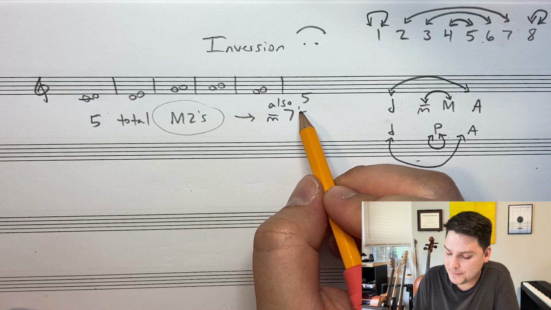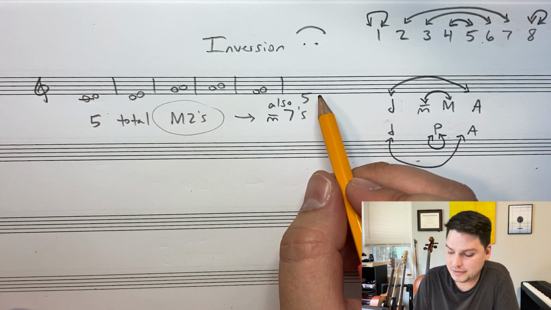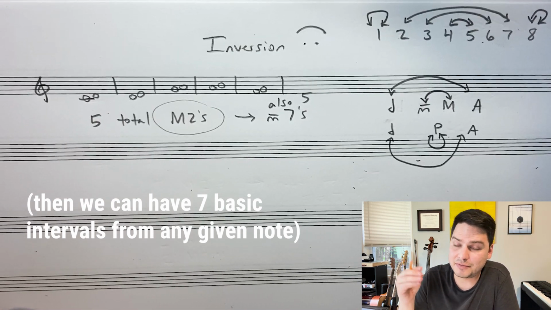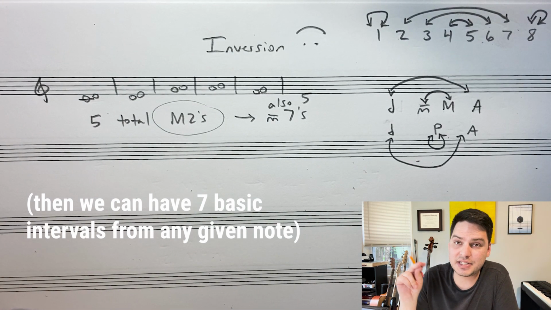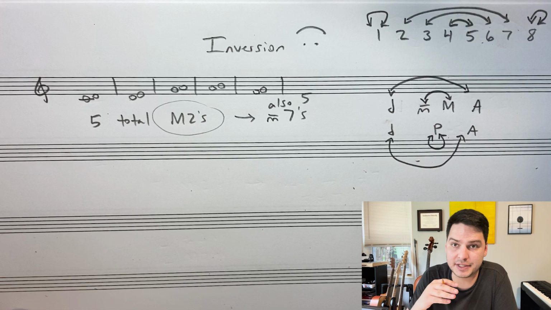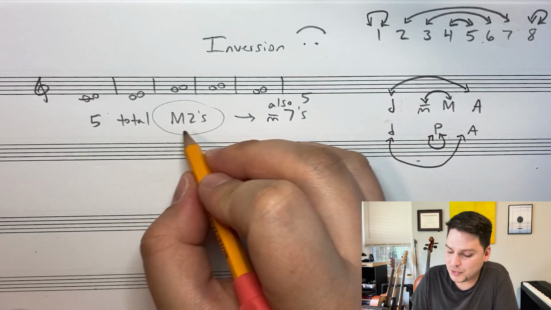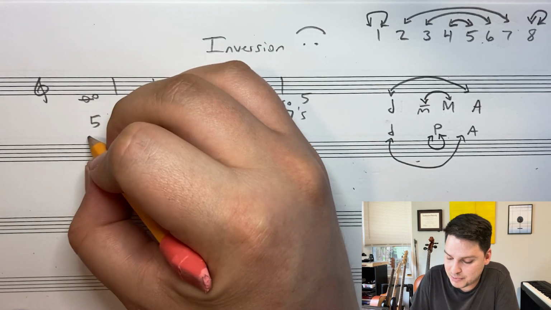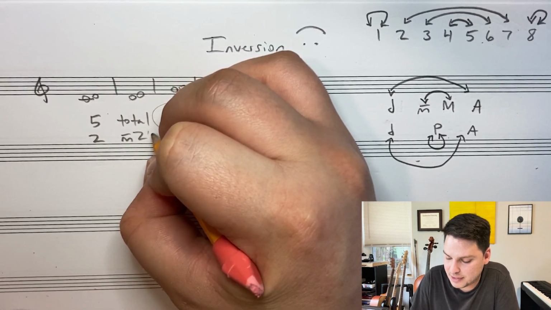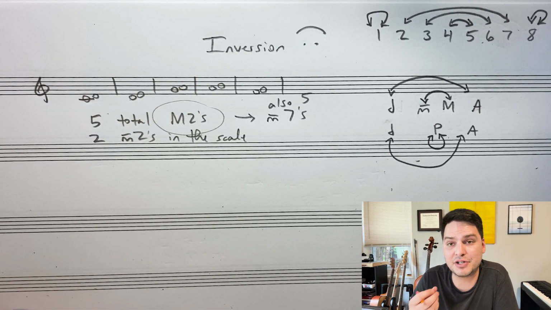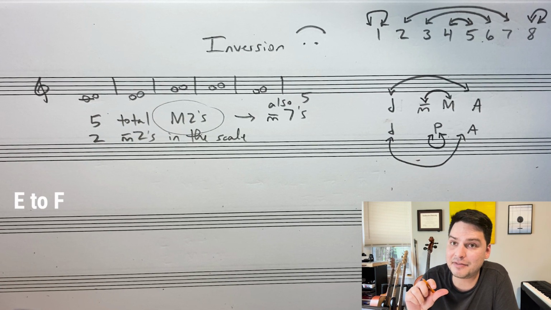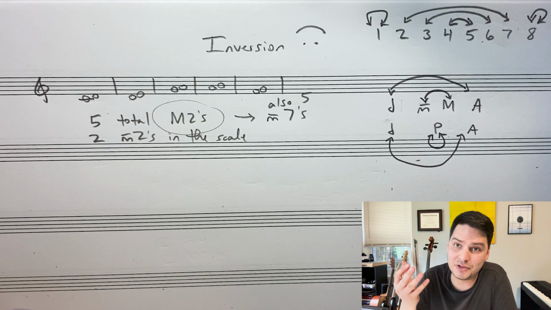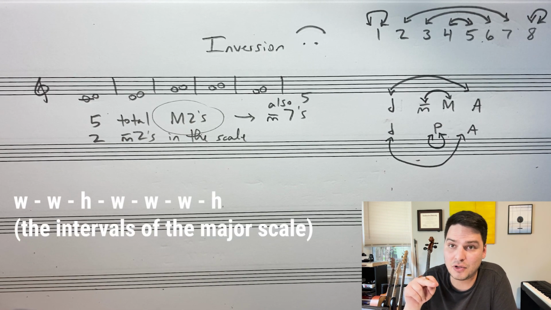So this means that if we have 7 notes in our scale and we have 5 total major seconds, then you just take the difference from 5 to 7 and conclude that the rest of the intervals must be the other quality that you haven't yet identified. So in terms of the major second, we have 5. The difference with 7 is 2, so there must be 2 minor seconds in the scale. If you remember from a previous lesson on the major scale, we only have 2 half steps, E to F and B to C. Those are the minor seconds. Everything else is a whole step. So there are 5 whole steps, 2 half steps: whole, whole, half, whole, whole, whole, half, right?